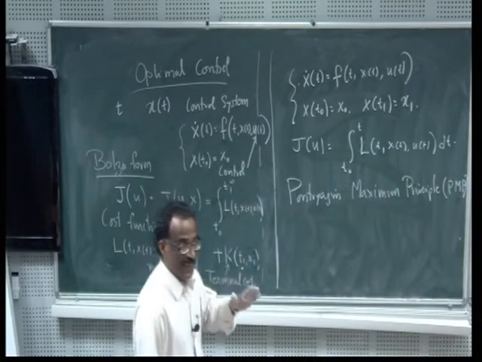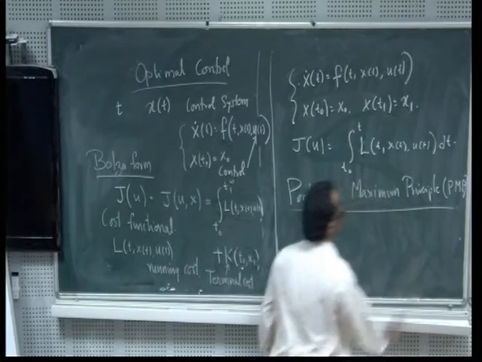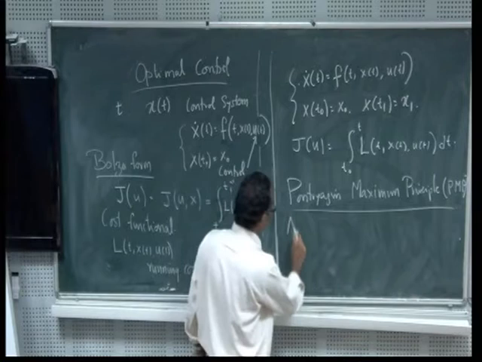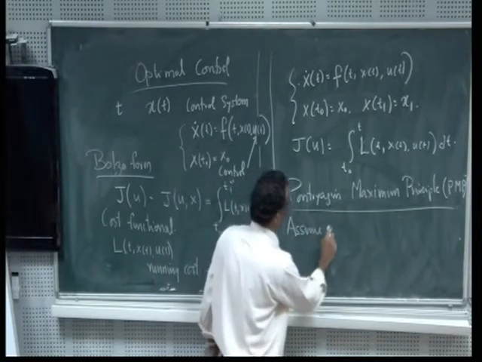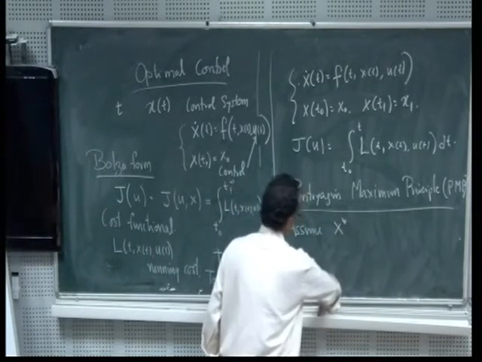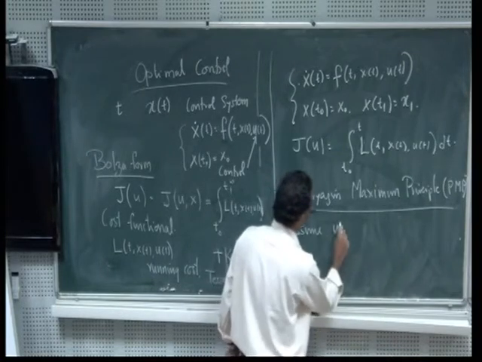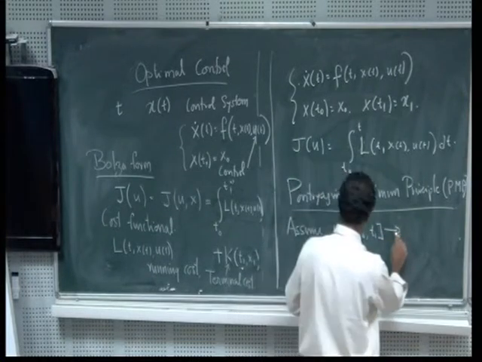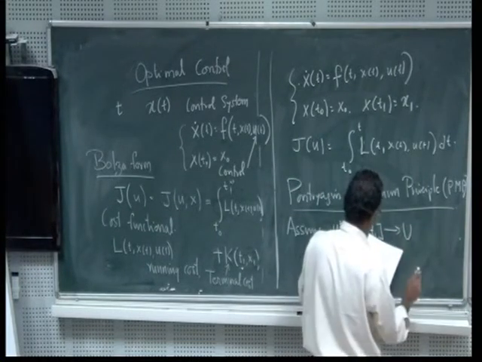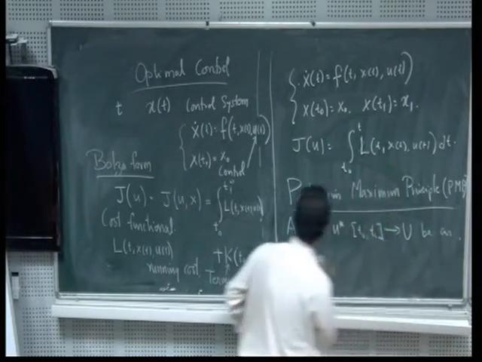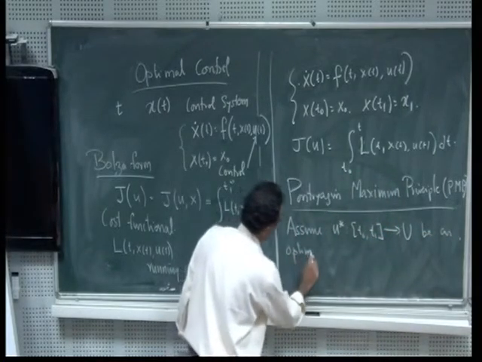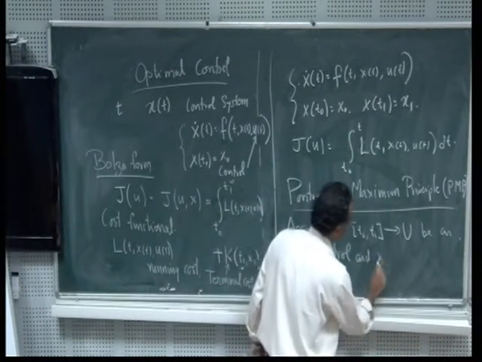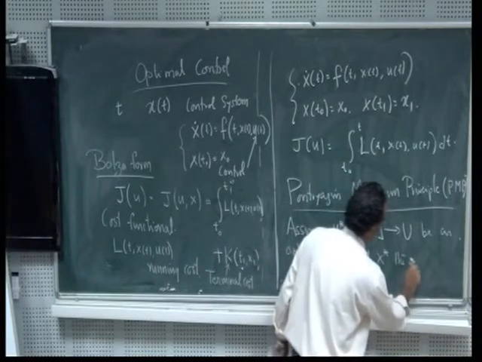So again, it's a necessary condition. You have to see that it's a necessary optimality condition. So how do you do that? You want to say: assume u star, from t naught to t1 into R^n, with values in U, a subset of R^n, be an optimal control and x star the optimal trajectory.